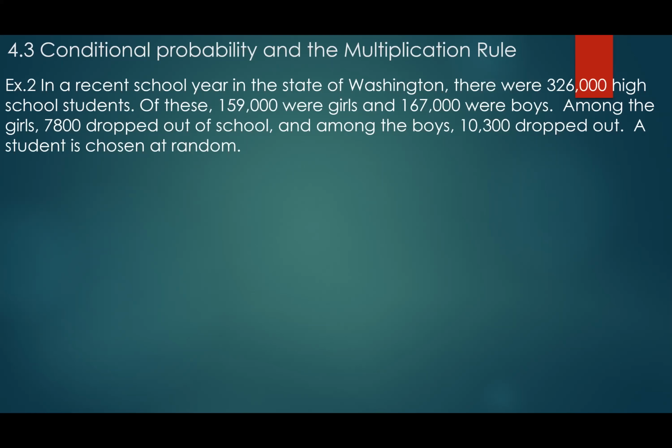In the recent years, in the state of Washington, there were 326,000 high school students. Of this, 159 were girls and 167 were boys. Among the girls, 7,800 dropped out of school. Among the boys, 10,300 dropped out of school. One student is chosen at random. Now they ask you this question.